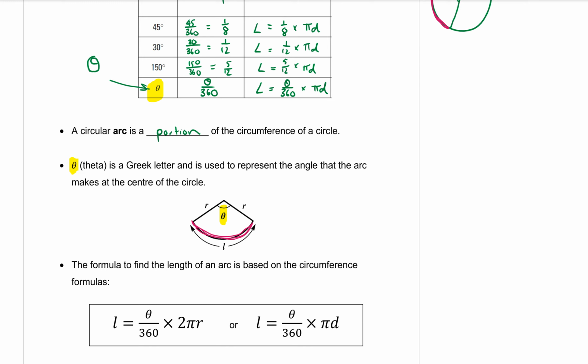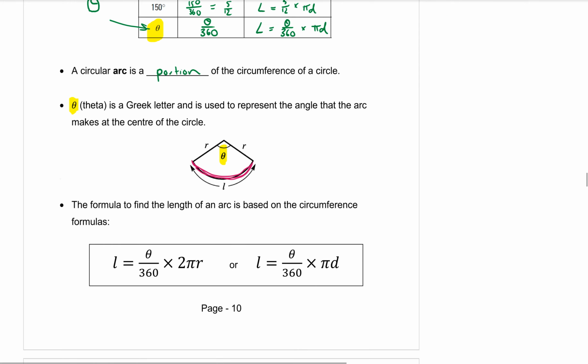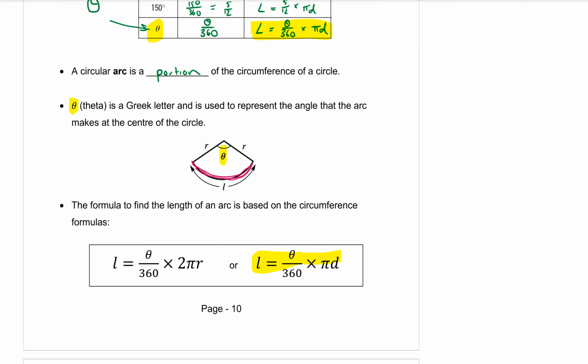So there's two formulas that we come up with. Now we just found one of them. The L is equal to theta over 360 times pi d. Here it is again. L equals theta over 360 times pi d. But remember that there was two formulas for the circumference of a circle. The other formula was C is equal to 2 pi r. So you could also use that L is equal to theta over 360 times 2 pi r.